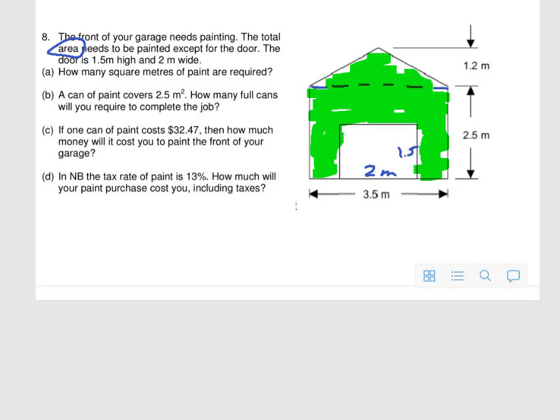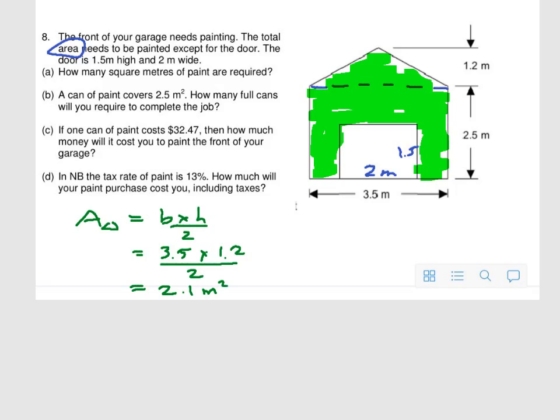So we have two shapes. The first thing that I would do is find the area of a triangle. On your formula sheet, the area of a triangle is found by taking the base of the triangle, multiplying it by the height, and then dividing by 2. The base of the triangle is 3.5. The height of the triangle is 1.2. Got to divide it by 2, as the formula says for a triangle. So base times height, 3.5 times 1.2, divided by 2 gives you the area of 2.1.